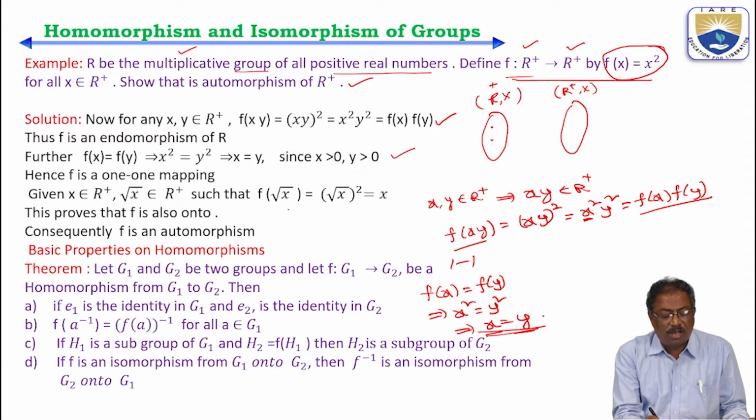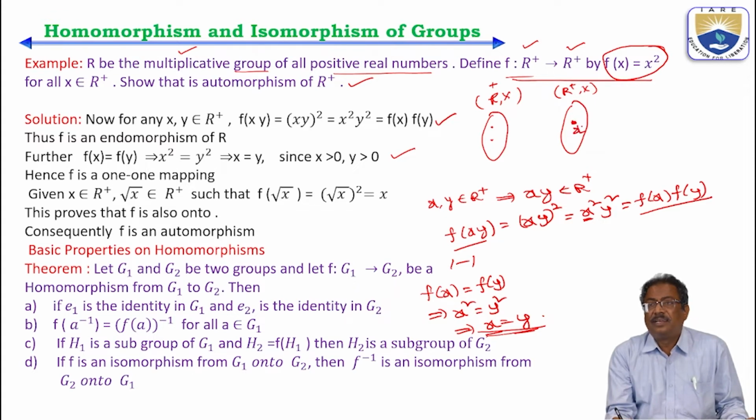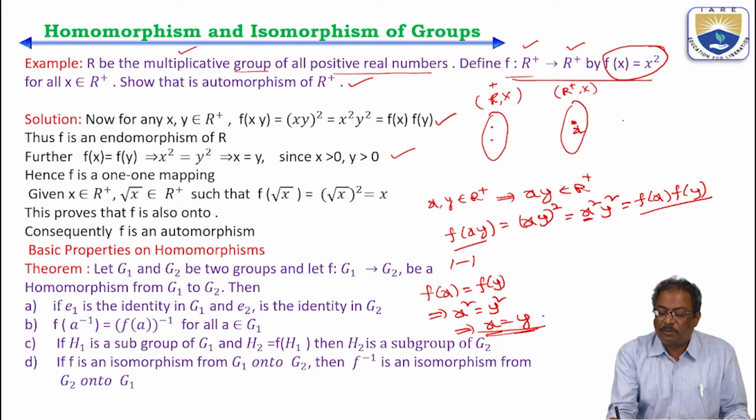And next, if you are going to prove ontoness, let us consider x, and its pre-image is root x. So what is f of root x? It is nothing but root x whole square.